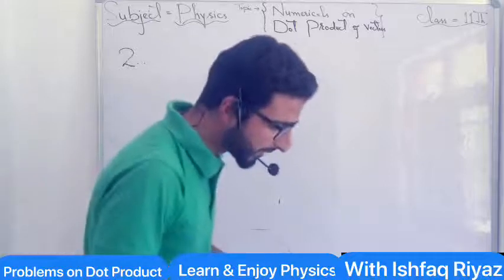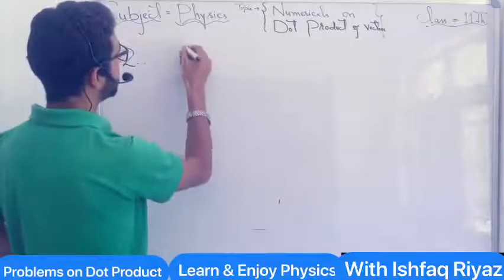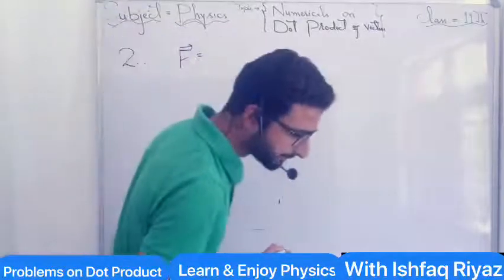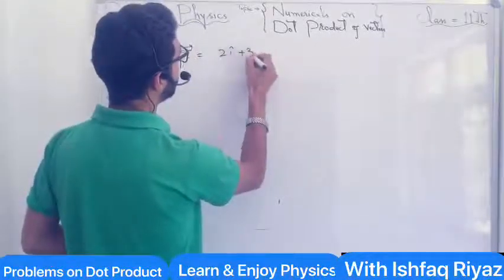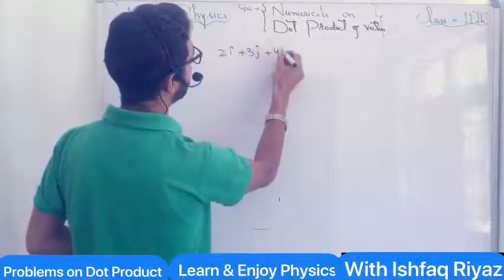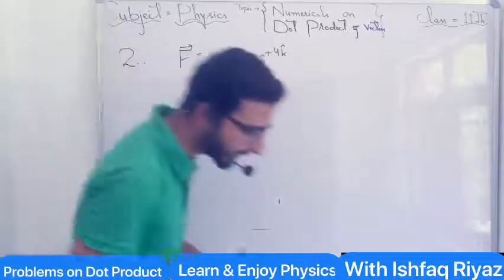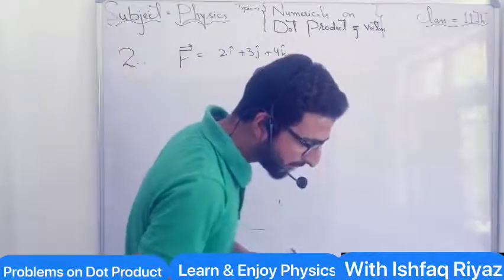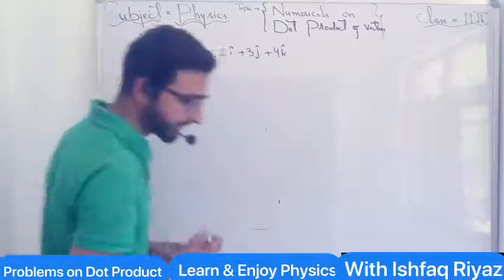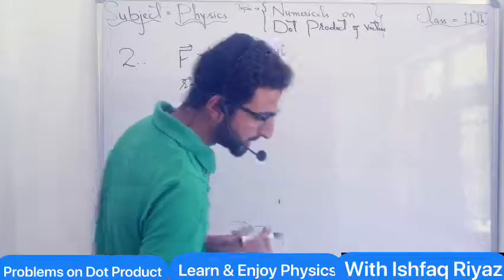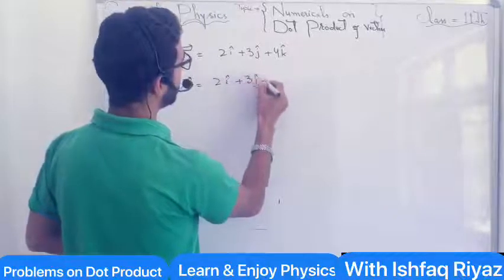The question: a force F given by 2I plus 3J plus 4K displaces a body from position vector R1, where R1 is given by 2I plus 3J plus K.